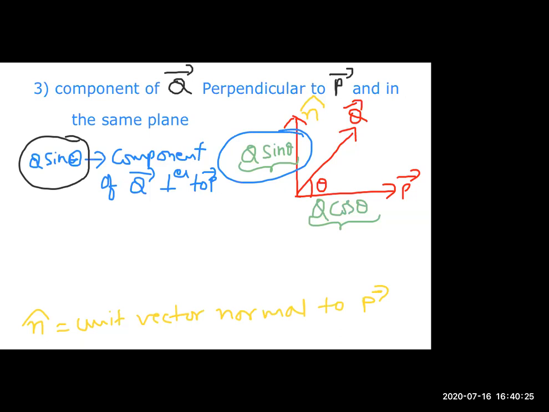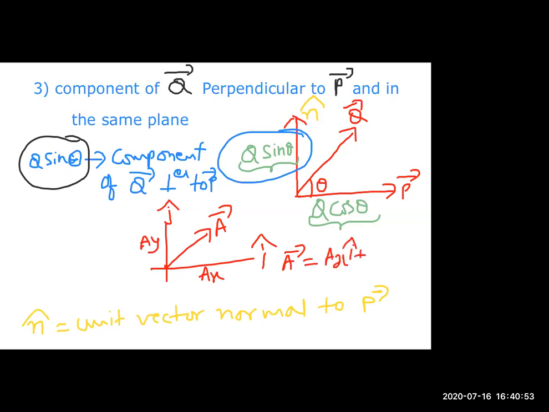Now, whenever I have a vector, say a bar, with components ax and ay, where i cap is a unit vector along the x axis and j cap is a unit vector along the y axis, I used to write vectors in two dimensions like this: a bar is equal to ax i cap plus ay j cap. We know this very clearly. This is a vector in two dimensions. So ax is along i cap, and ay is along j cap.